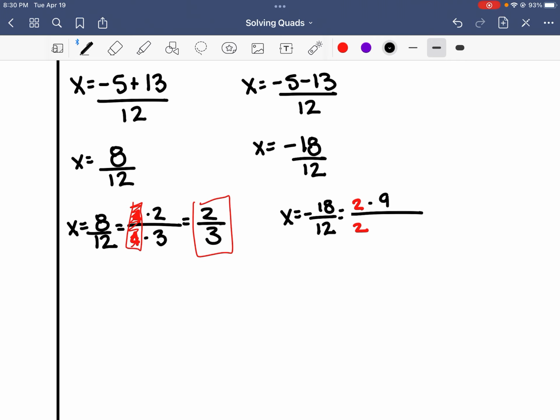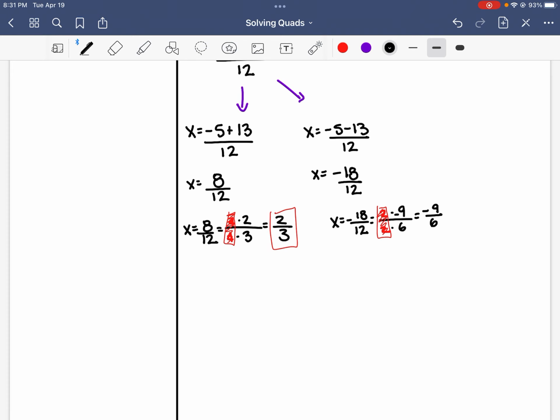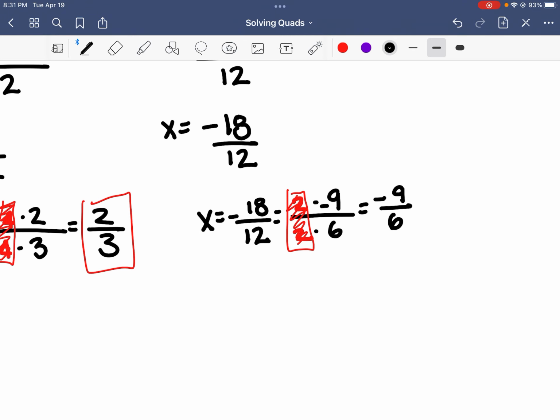2 times 9. Oh, but remember, this is negative 18. Don't forget about that negative. So 2 times negative 9 gives me negative 18. And 2 times 6 will give me 12. I have created a giant 1 here, so I erase this. And I'm left with negative 9 over 6. I know that 3 can go into both 9 and 6. So I can reduce it once more.